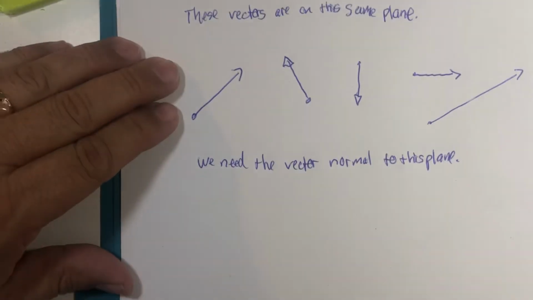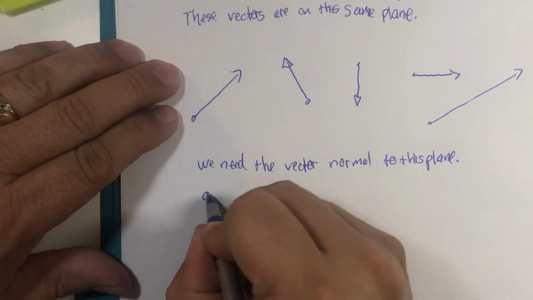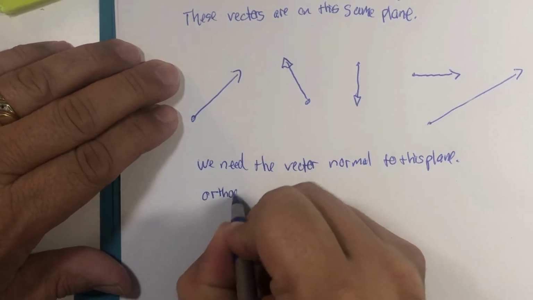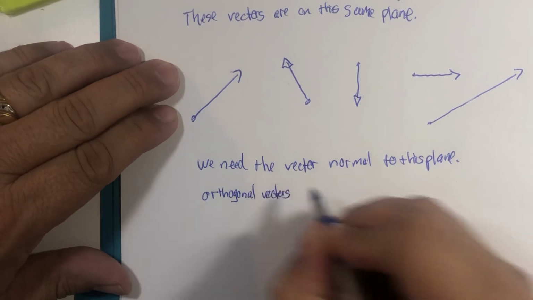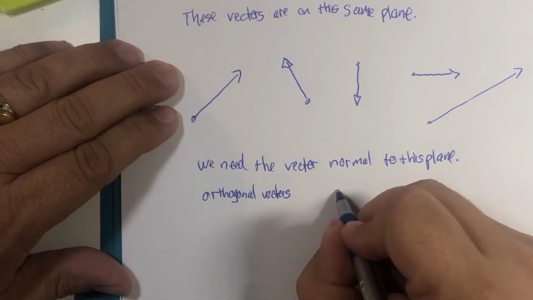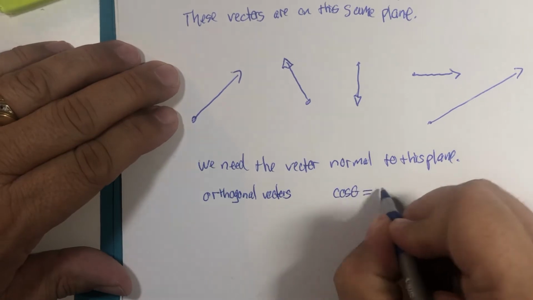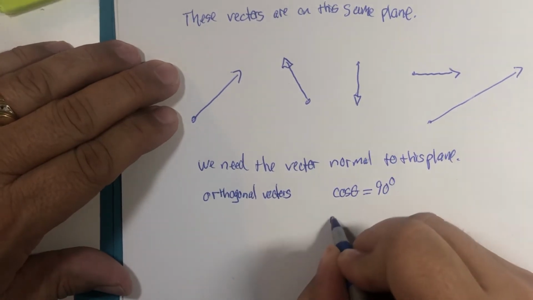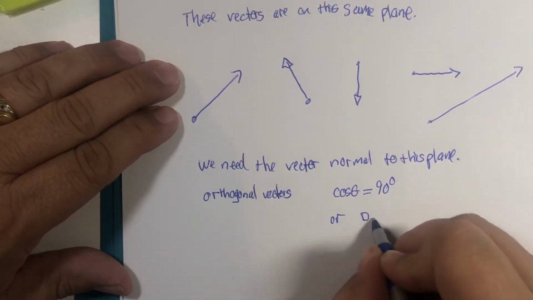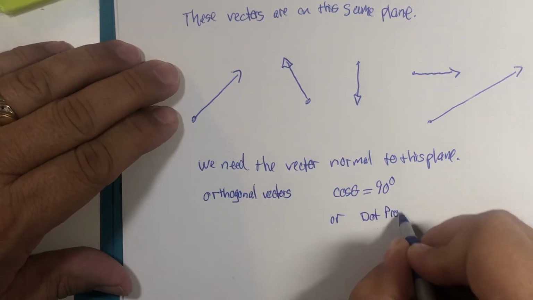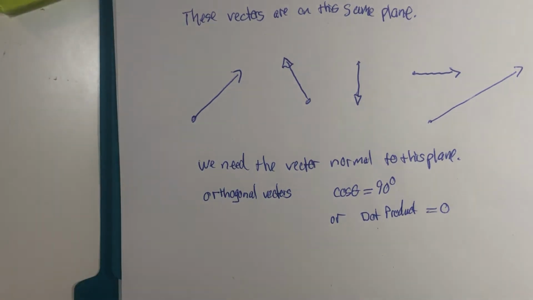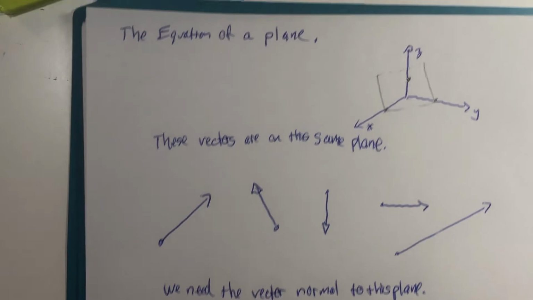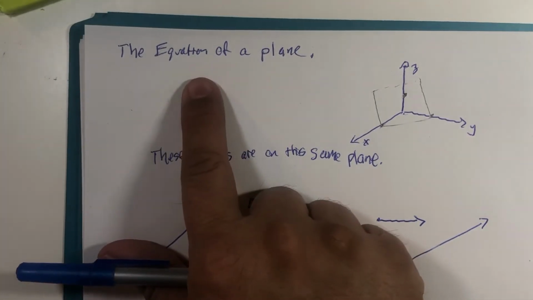And then I want to remind you that if the vectors are truly orthogonal, vectors have this situation where the cosine of the angle is 90 degrees, or their dot product is 0. Or dot product is 0. Now I just want you to see something right here. The objective is to write an equation of the plane.